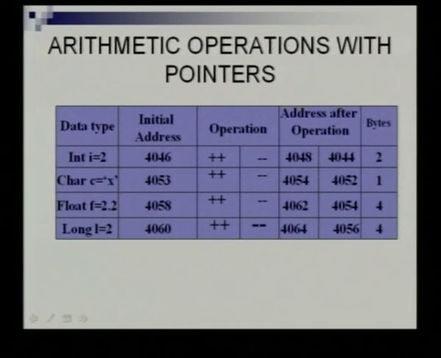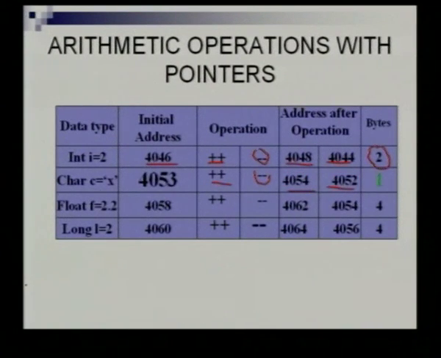Here if you see, 4046 is the initial address. When I perform an increment, it becomes 4048, and when I perform a decrement, it becomes 4044. This is because 2 bytes are manipulated over here. An integer occupies 2 bytes. So if I increase, the address is increased by 2, and if I decrease, it is decreased by 2. The same thing for a character pointer: their initial address is 4053. If I perform an addition, it is increased by 1, and if I perform a subtraction, it is decreased by 1.